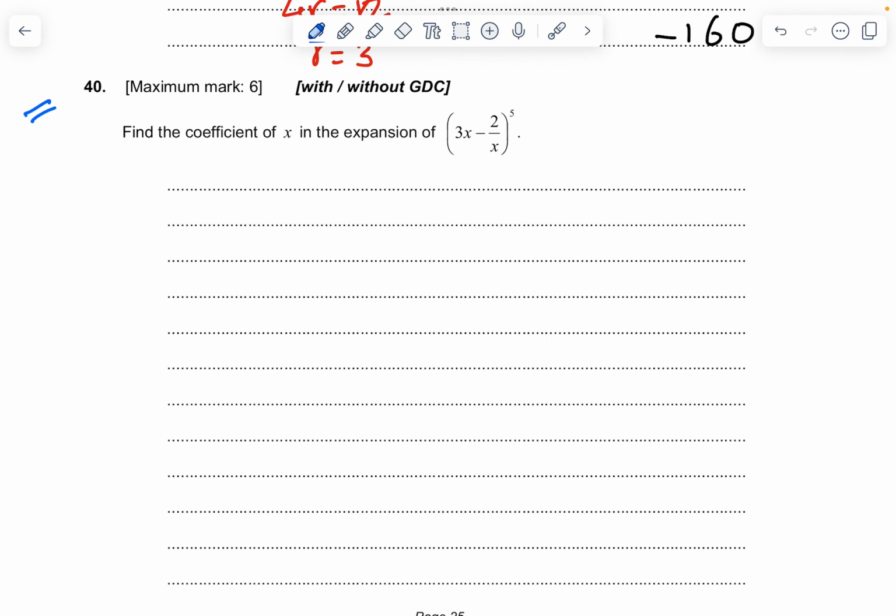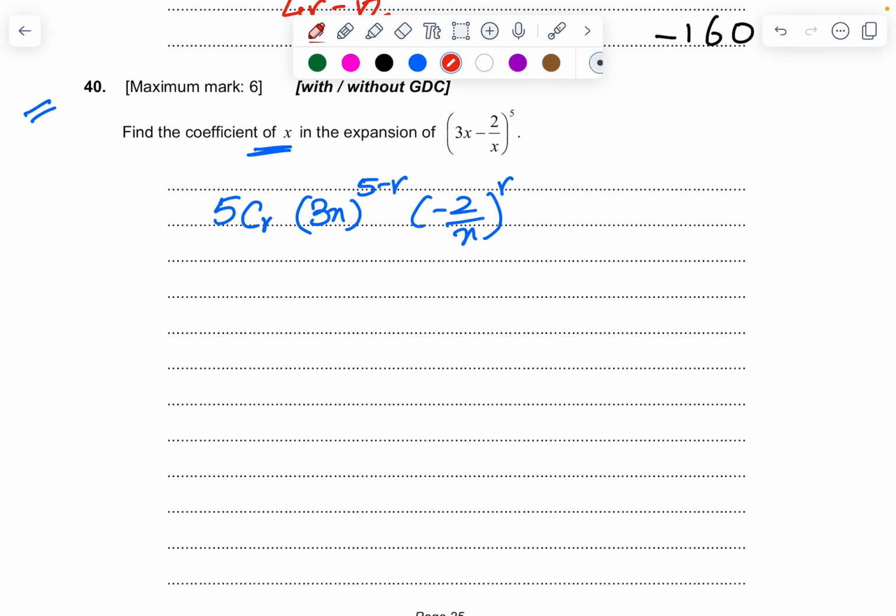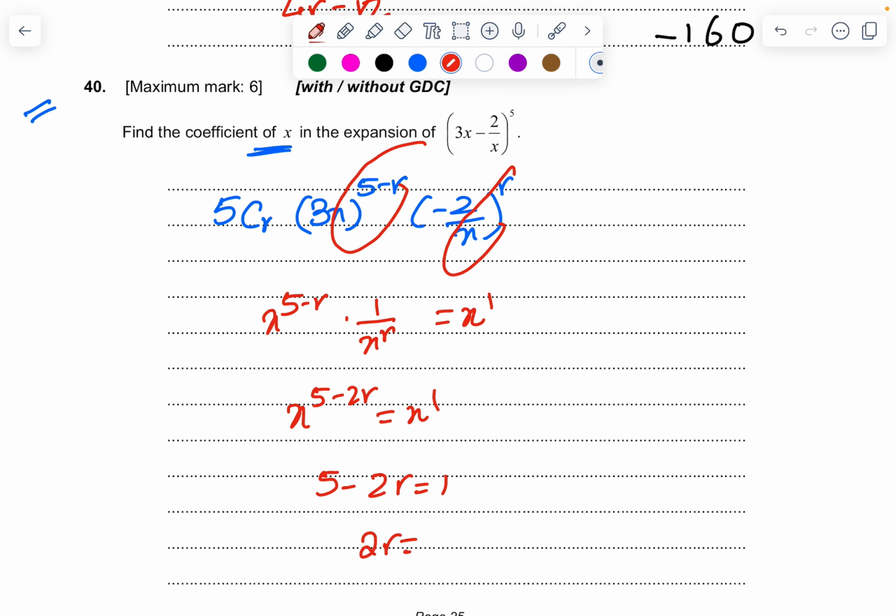Coming to the question, coefficient of x. So 5Cr, (3x) to the power of 5 minus r, (minus 2 upon x) to the power of r. So pull out only the x terms. x to the power of 5 minus r, 1 upon x to the power of r should equal x to the power of 1. x to the power of 5 minus 2r equals x power 1. 5 minus 2r equals 1, 2r equals 4, r equals 2.